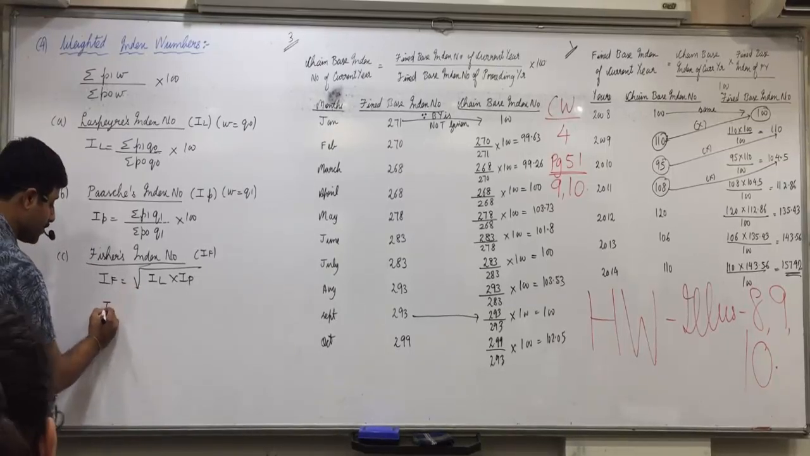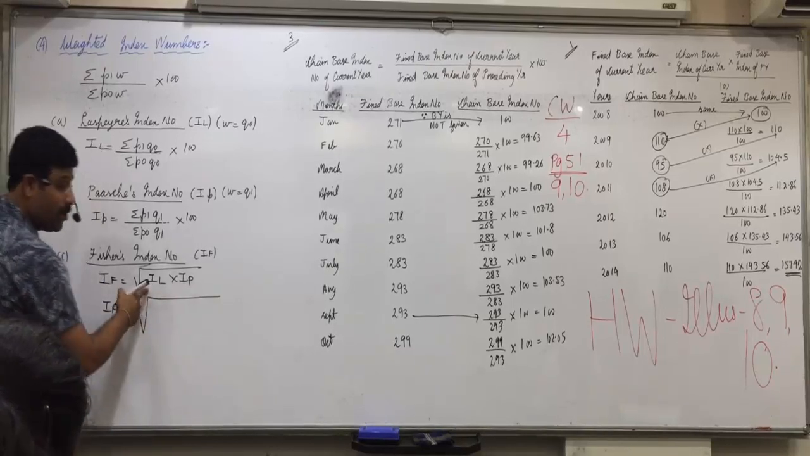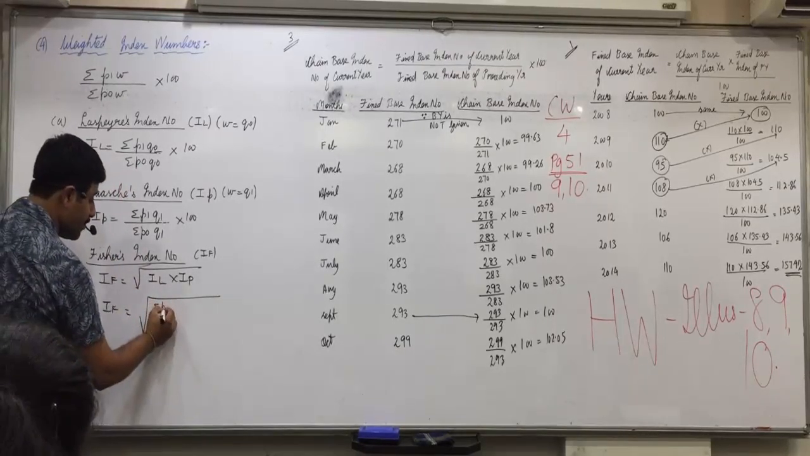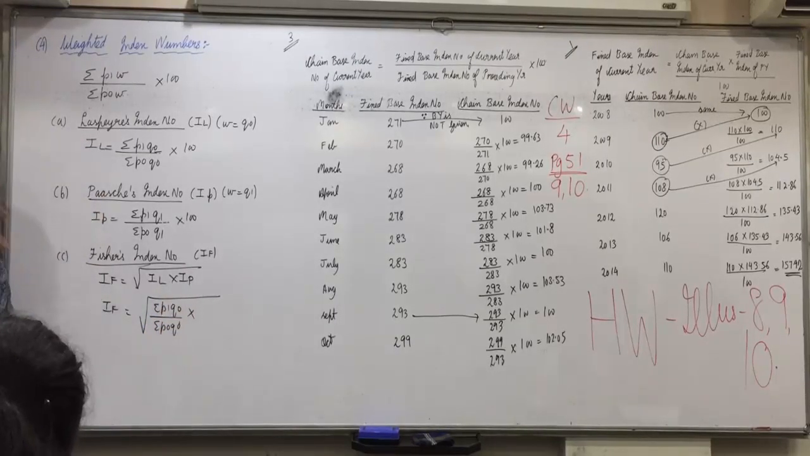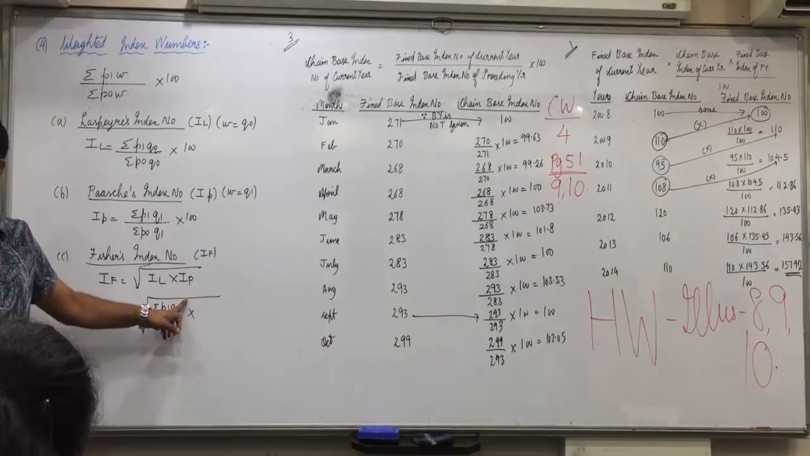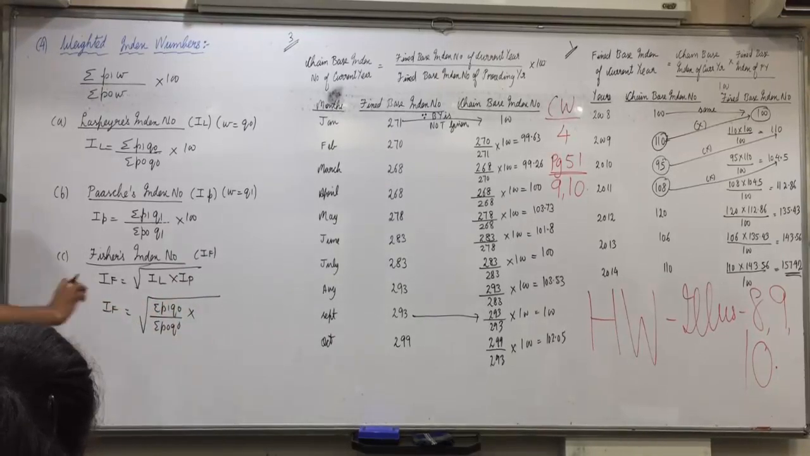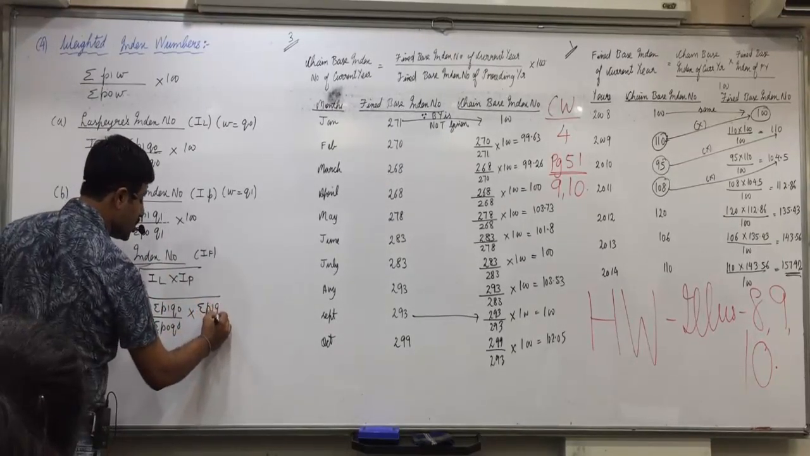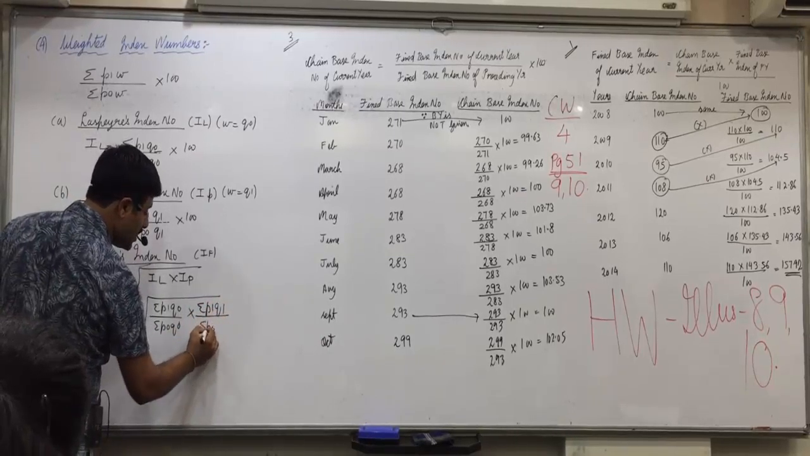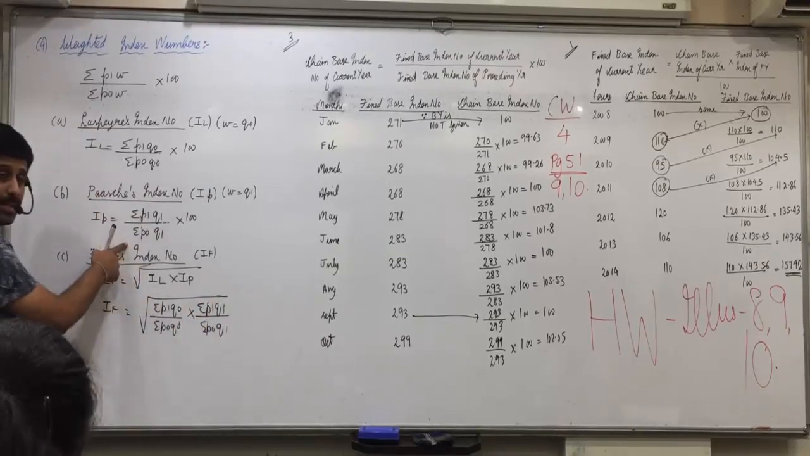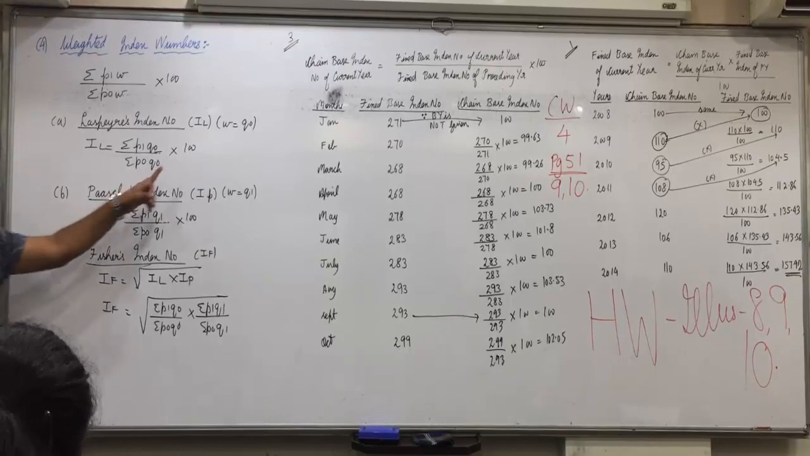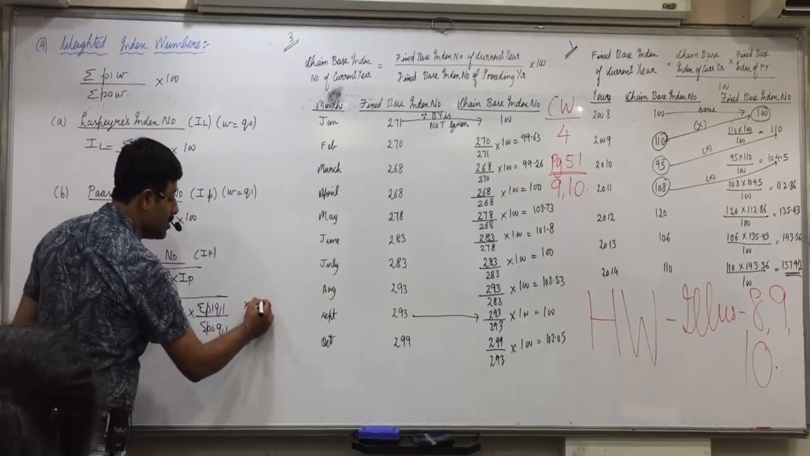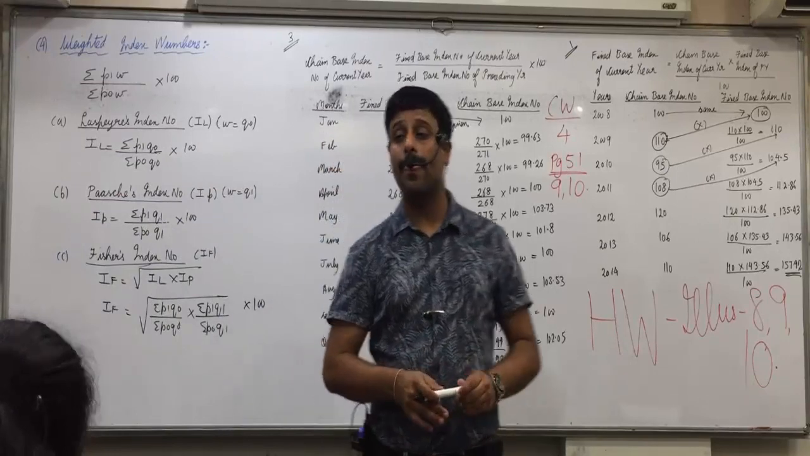If we apply this formula, IF equals the square root of IL into IP. IL is sigma P1 Q0 upon sigma P0 Q0, into 100 is there, but I am not writing it. What will be the square root of 100? 10, keep it aside. Second formula, sigma P1 Q1 upon sigma P0 Q1. This is Paasche's. Again into 100 is there, but I am not writing it. What will be the square root of 100? 10. Now this is 10, this is also 10, so 10 into 10 again becomes 100. That I write outside the square root.